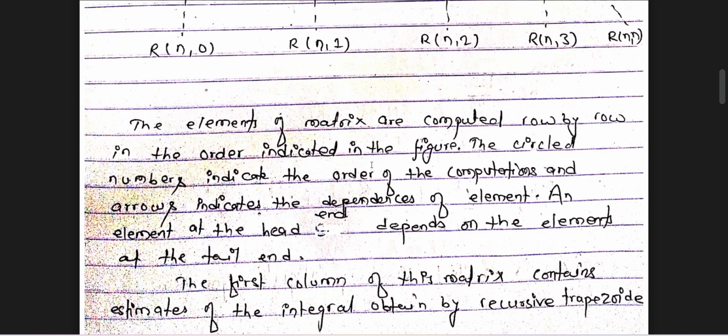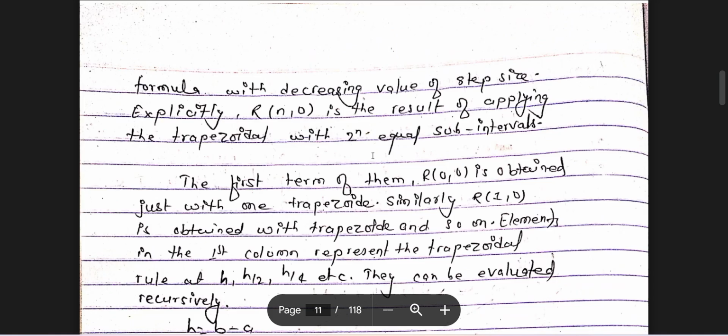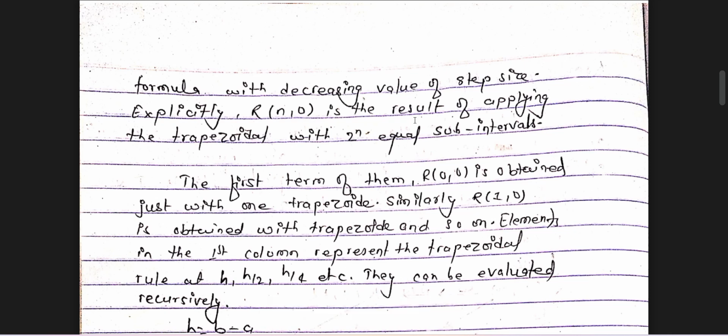the estimates of the integral obtained from the recursive trapezoidal formula with decreasing values of the step size. Explicitly, R(n, 0) is the result of applying the trapezoidal rule with 2^n equal sub-intervals. The first term R(0, 0) is obtained by just applying the trapezoidal rule.